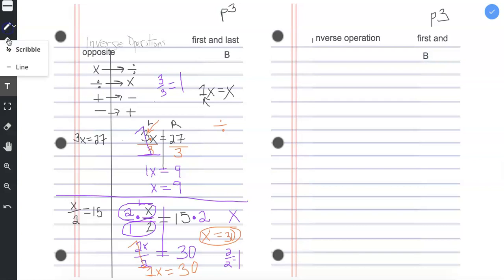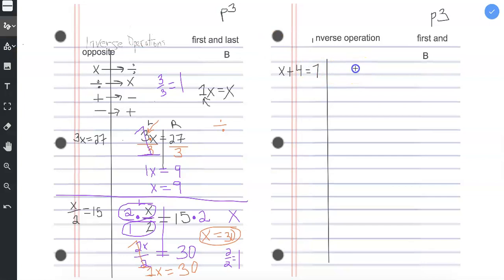All right, so let's go back to Scribble. And the next problem is x plus 4 equals 7. And I forgot, I didn't draw my line. Oops. That's under where the scribble part is. So I draw my line. And then I rewrite the problem, and then I'm going to solve it.